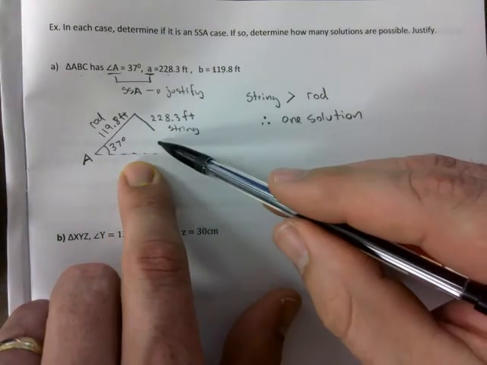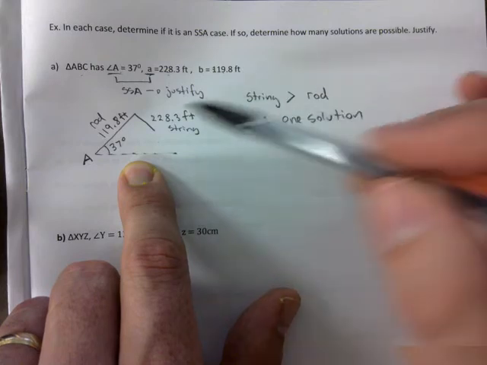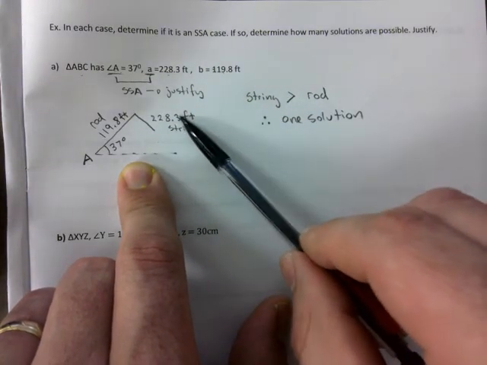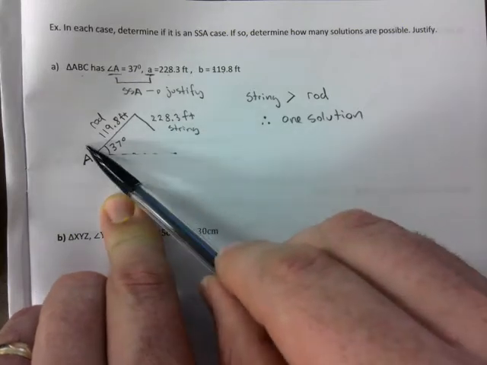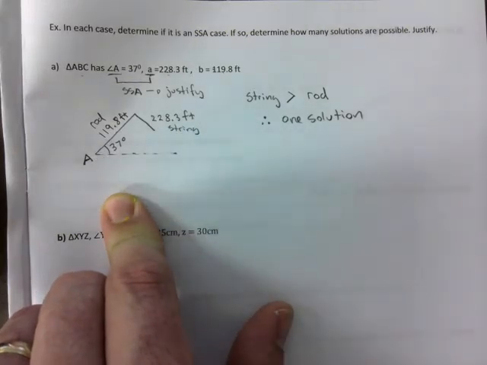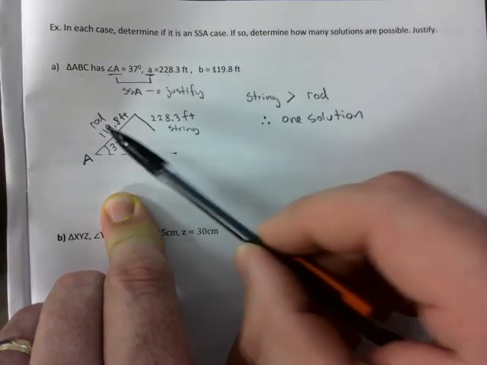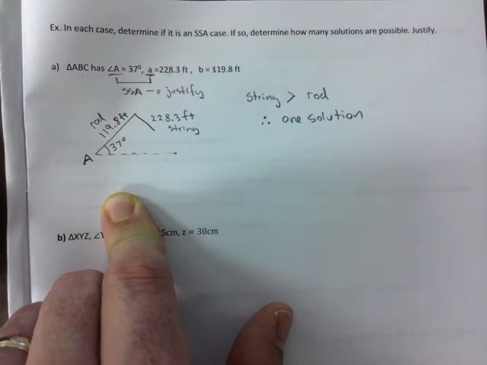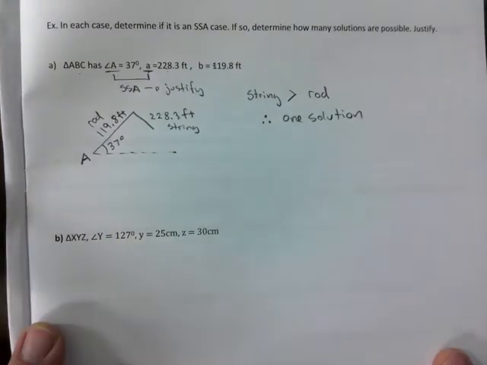Done. So you made your diagram. You determine that the string is longer than the rod. And imagine if this is bigger than that, it will definitely touch the ground, right? Just think about it that way. It will touch the ground. What if it had been exactly the same? Still one solution. It's an isosceles triangle. I would like you to tell me that when you notice that. Okay, done. Next.